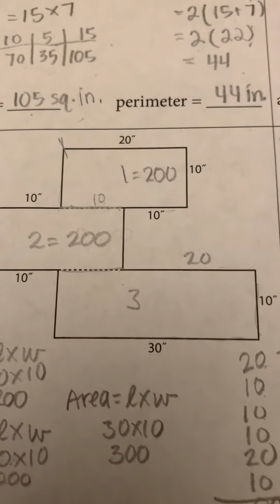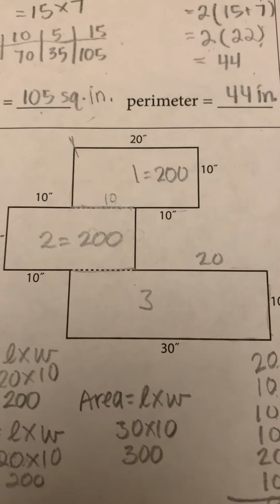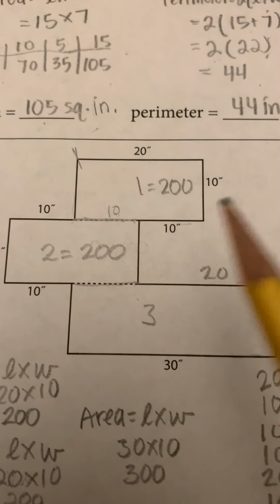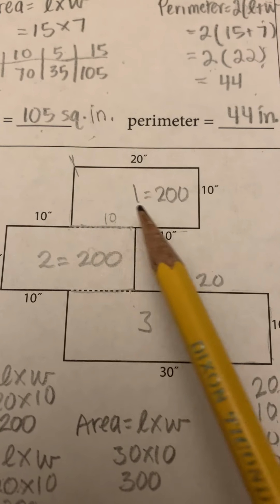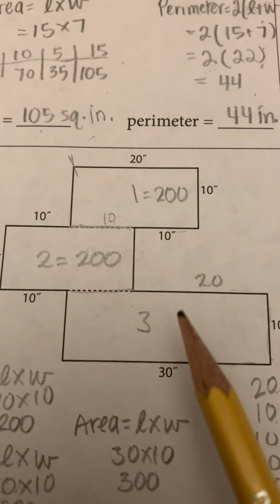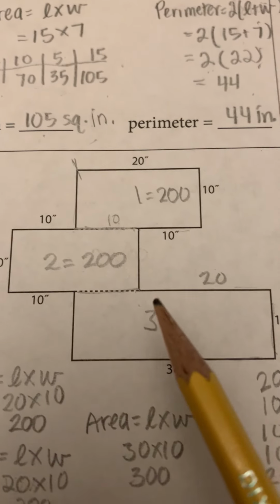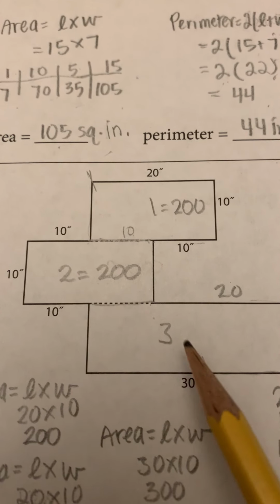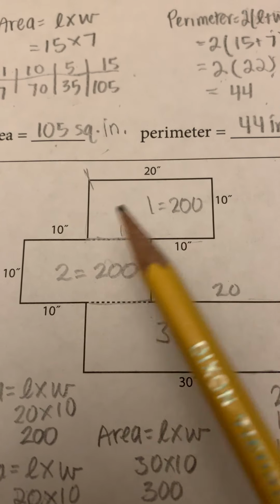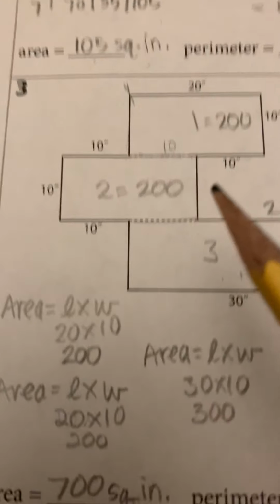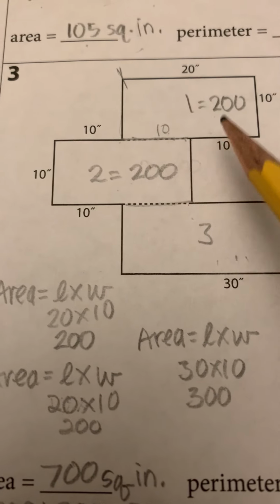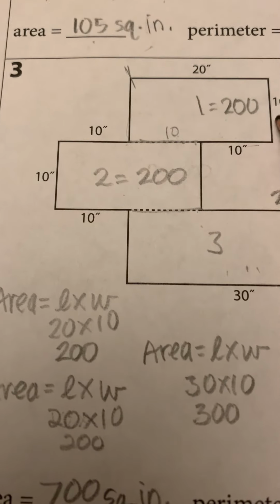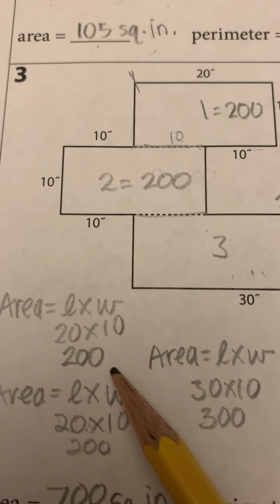Now look at this one. This hexarite, I actually have a rectangle and a rectangle. So that when I do my area, I have to find the area of this space and this space. So area of 1, area of 2, area of 3. So my area of the first one is length times width, 20 times 10. 20 times 10 is 200.